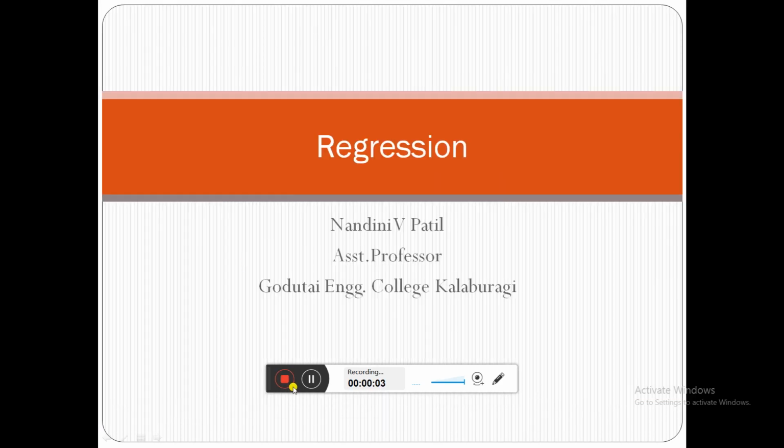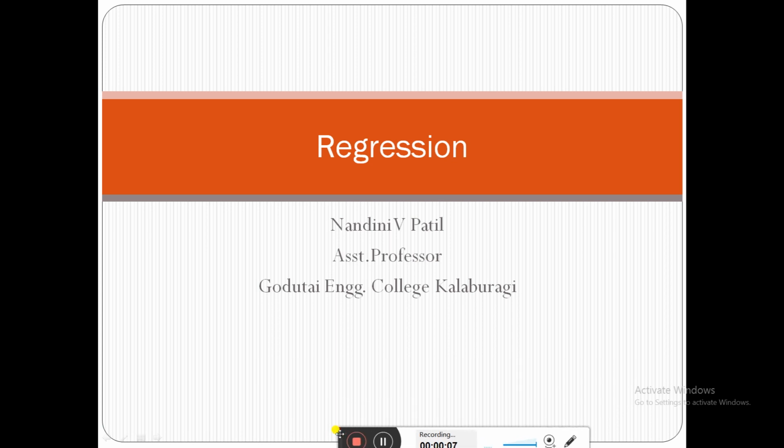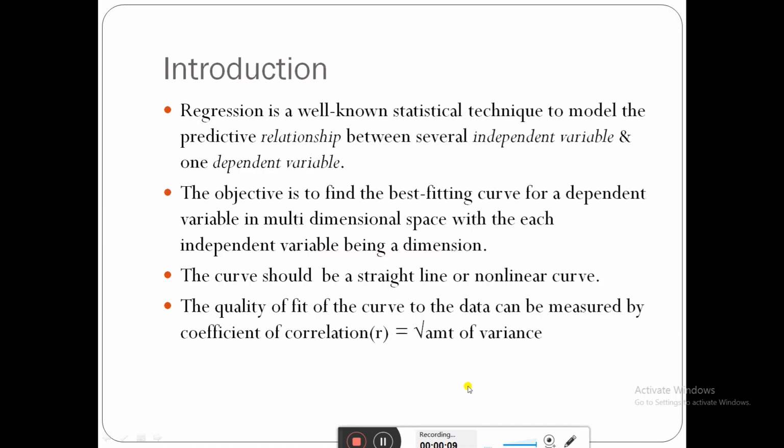Hello everyone. Today we are going to discuss regression. What is regression? How is it going to work? First we'll start with the introduction.